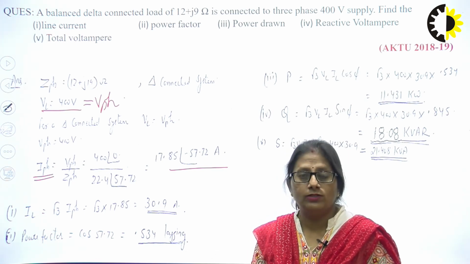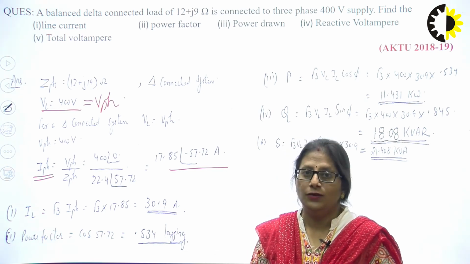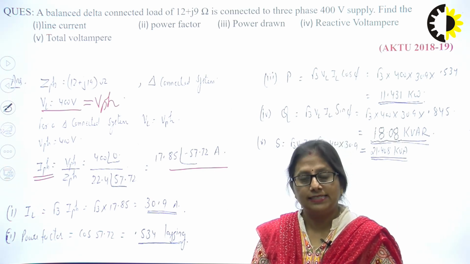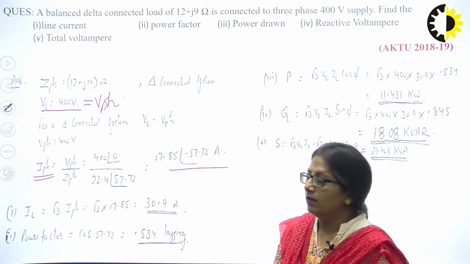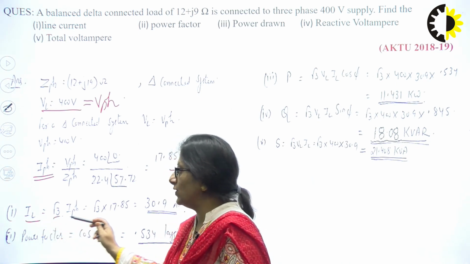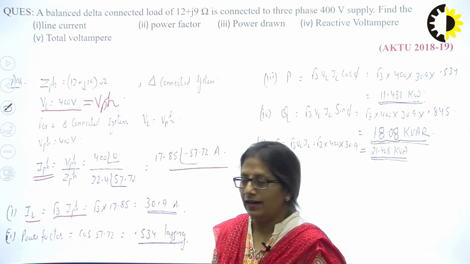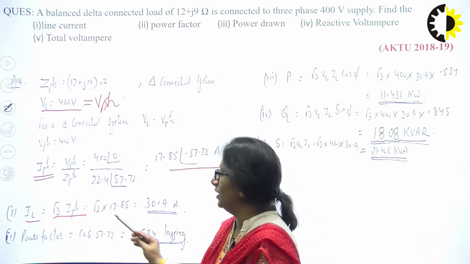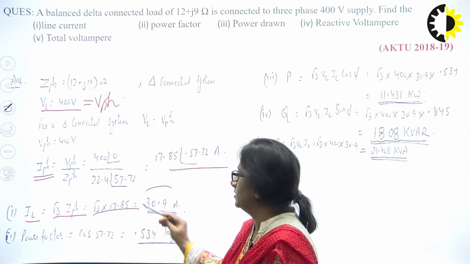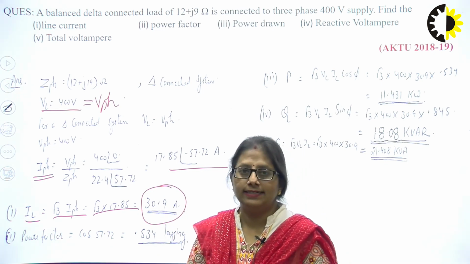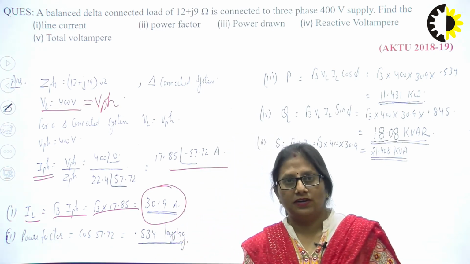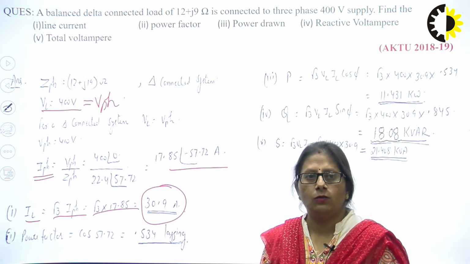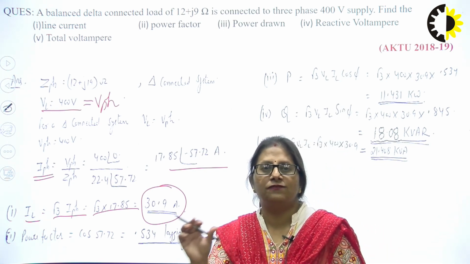Is phase current equal to line current in case of delta? No. That is in case of star. So in case of delta, what is happening? Line current is equal to root 3 times the phase current. I got the phase current, so root 3 times, that is root 3 into 17.85 will give me 30.9 amperes as the line current. Next, what will be the power factor? Once again, the power factor cos phi. What will be phi?